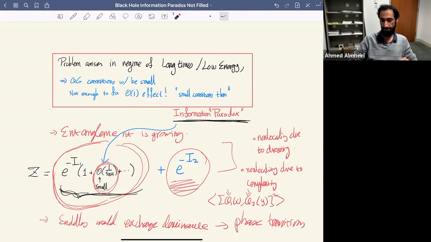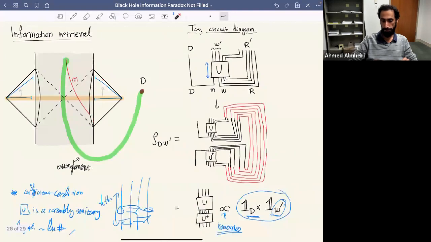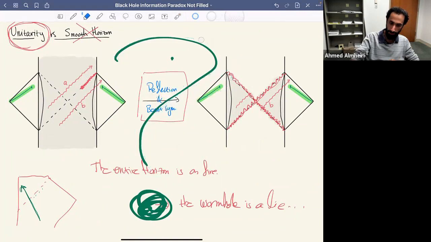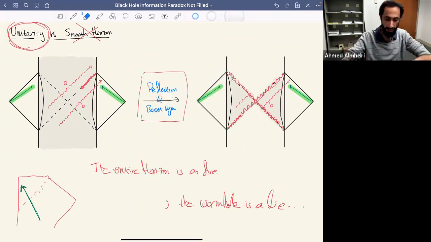Yeah, I just had a short question. Could you go over your argument for why, if we have a firewall at late times, some symmetries imply that the firewall is everywhere? Good. First, I'm going to have to erase this amazing piece of artwork. Okay.